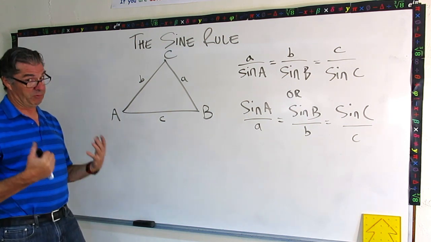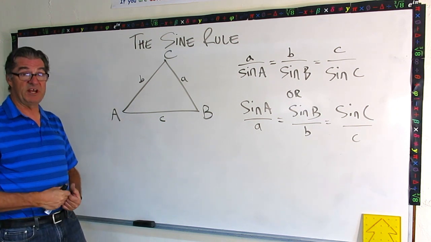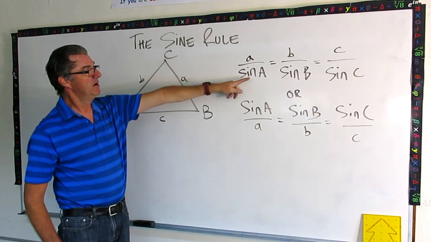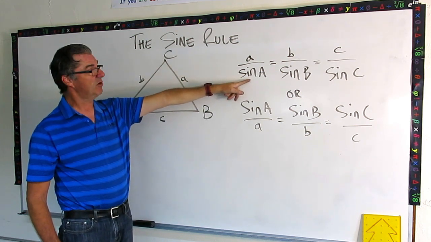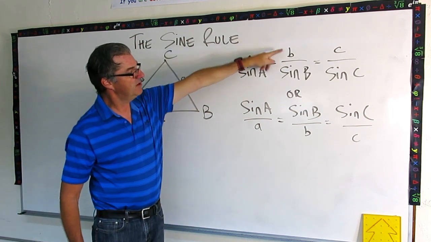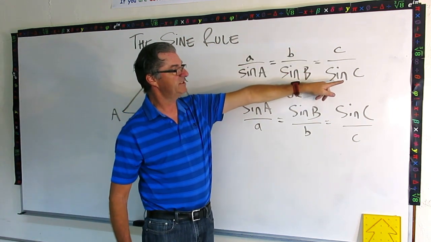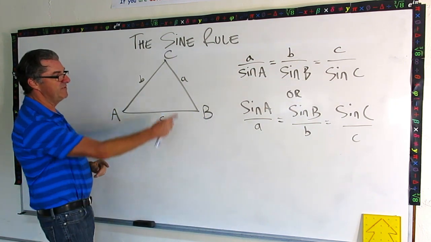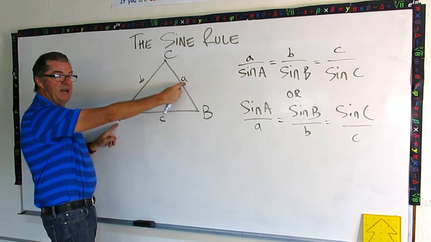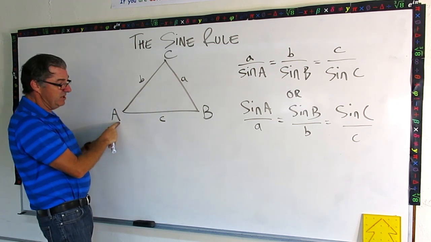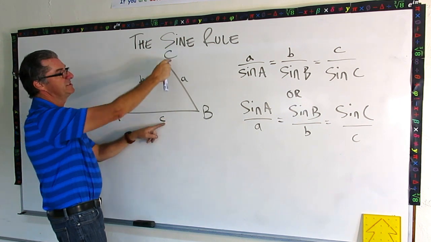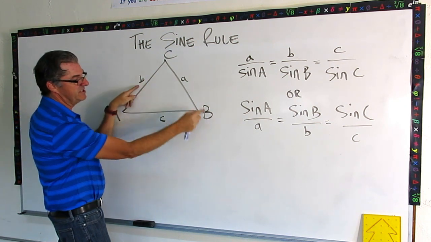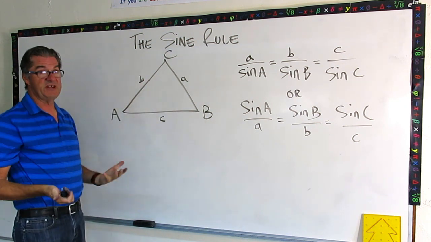Okay, so the rule is pretty straightforward. It's just a series of ratios that are equal to each other. So little a, side length, over sine of big A, the angle that's across from it, is the same as little b over sine B, as little c over sine C. Another way to say that is the ratio of the side length over the sine of the opposite angle equals the ratio of the next side length over the sine of its opposite angle, equals the ratio of the third side length over the sine of its opposite angle. This is the sine rule, okay?